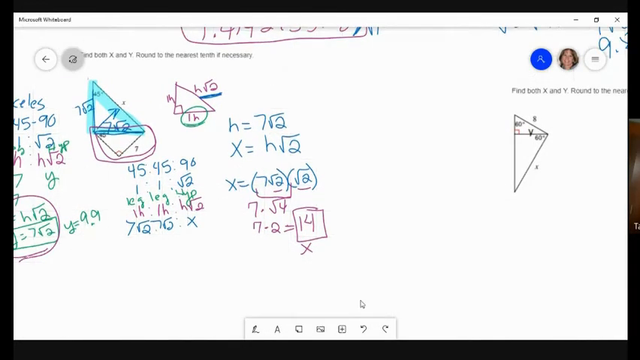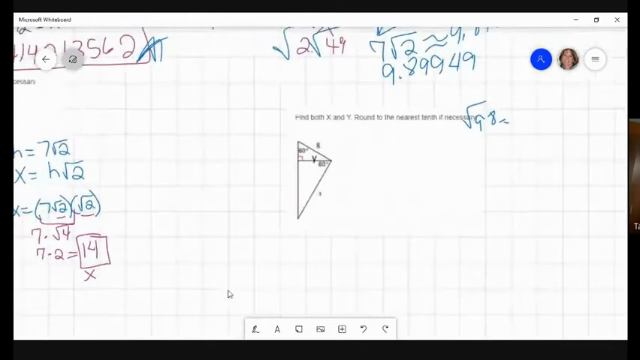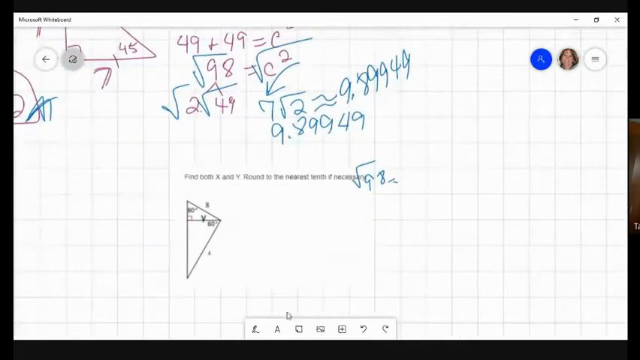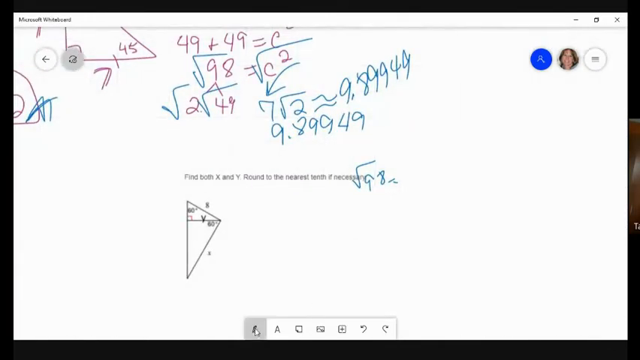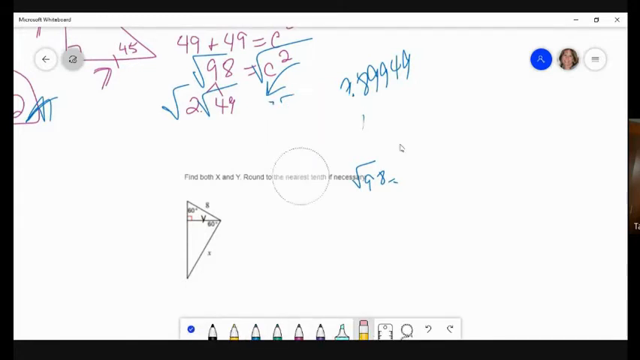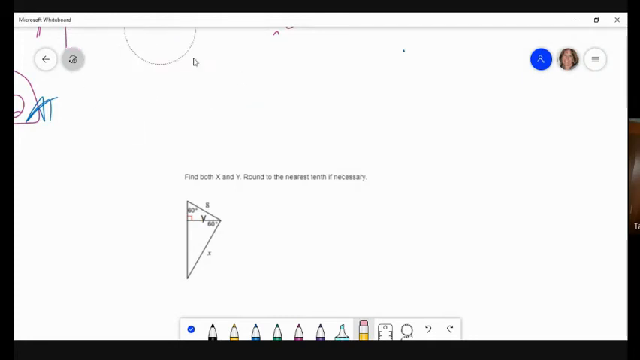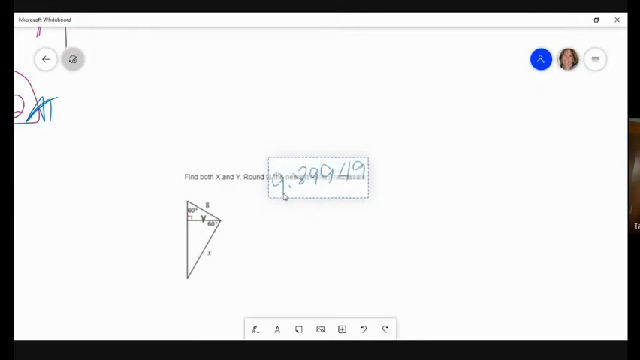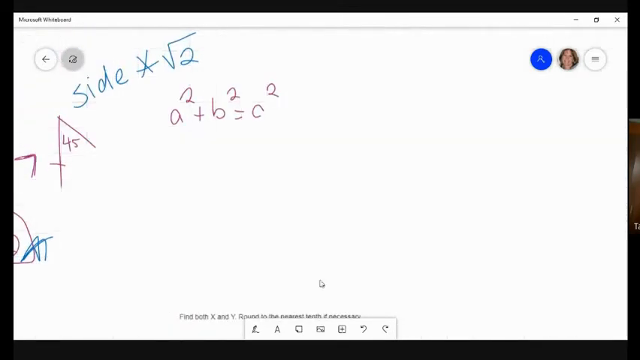All right, so let's go ahead and try a 30-60. But if you'd like, real quick, let me erase this. Let me prove where these particular ratios come from. I just need it to move. There we go. All right.